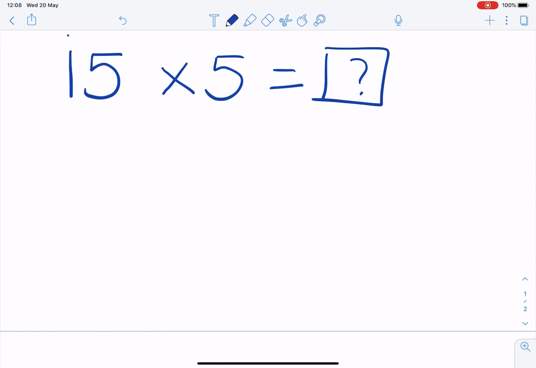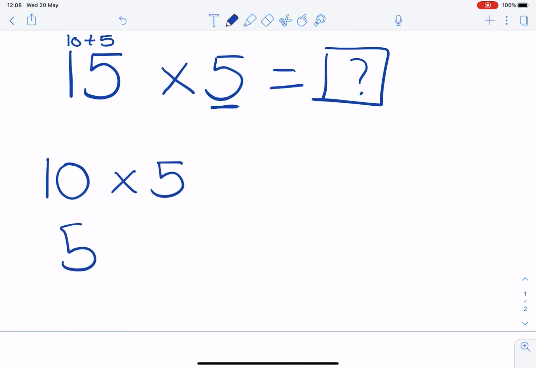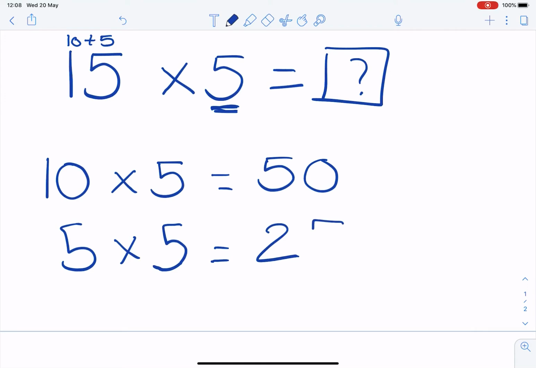Remember that 15 is 10 plus 5. 10 times by this 5 and 5 times by this 5. 10 times by 5 is 50. 5 times by 5 is 25. And if we add those up, we get 75. So we know that Janet's grandmother is 75 years old.